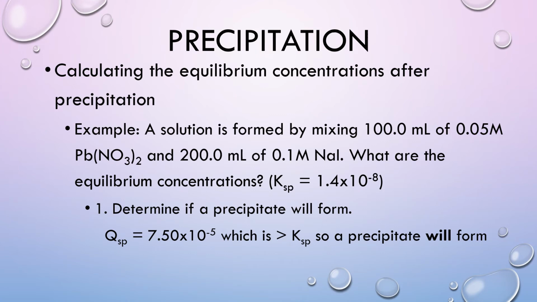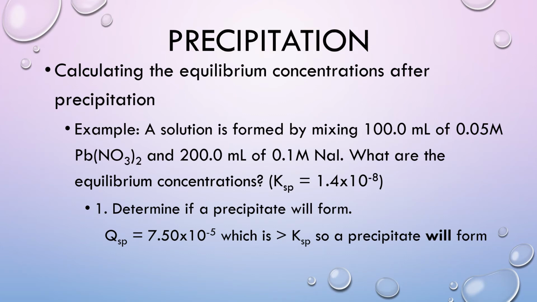Okay, so now that we've learned how to determine if a precipitate will form or not, now we can actually take it a step further and decide what the new concentrations are going to be after the precipitation happens. So in this example, I'm told a solution is formed by mixing 100 milliliters of 0.05 molar lead nitrate and 200 milliliters of 0.1 molar sodium iodide. What are the equilibrium concentrations?